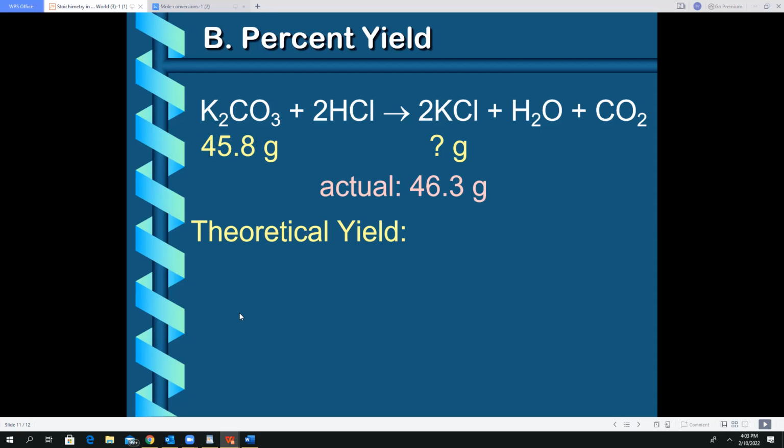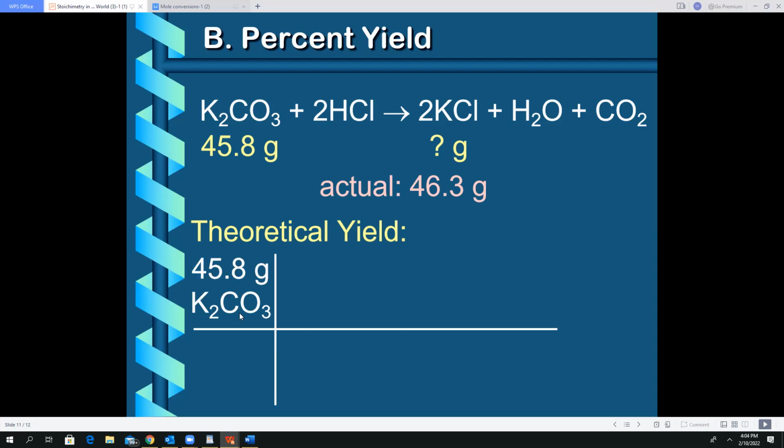So your actual yield is 46.3. What is your theoretical yield? Okay, let's start. We need to first convert grams to moles, right? So we need the molar mass of potassium carbonate. Remember, it's 2 potassiums, 1 carbon, and 3 oxygens. We add it all up and we get 138.21. So that is 1 mole. Now we need the mole ratio from the balanced equation. And we are looking at 1 mole of K2CO3 on the bottom and 2 moles of KCl on the top.